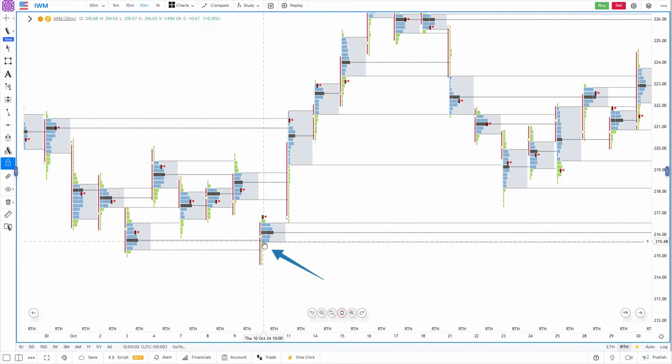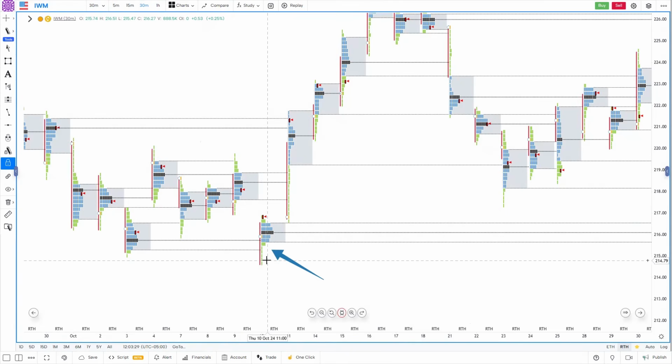So other participants felt that the 214, 215 price tag was worth buying, right? We see that other participants bought the market higher because that 215, 214 price tag was very attractive and it was worth buying. So if price comes back, just thinking logically, right? We saw what other market participants have done in the past, preferably the October 10th profile.